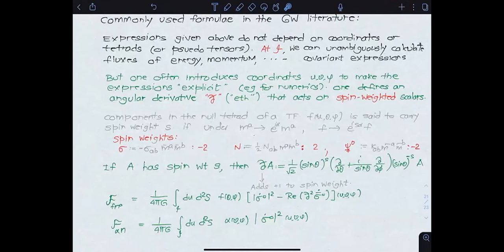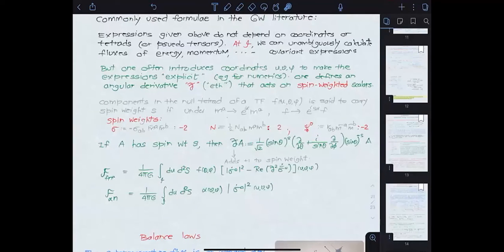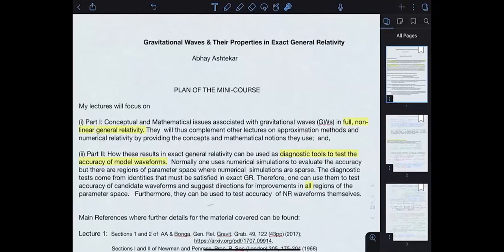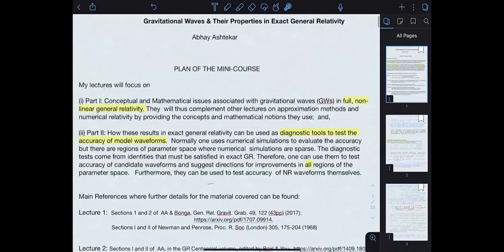In the very first lecture, I told you that the plan has 2 parts. Part 1, which is conceptual and mathematical issues about gravitational waves, and I have now introduced the conceptual framework. And part 2, which is the next 2 lectures, we're going to use this to see how exact general relativity can be used as a diagnostic tool to test the accuracy of waveforms and to improve the waveforms. That is why I was asking if people knew about those waveforms. The answer I got was that no, people don't know about it. So I will introduce them next time.